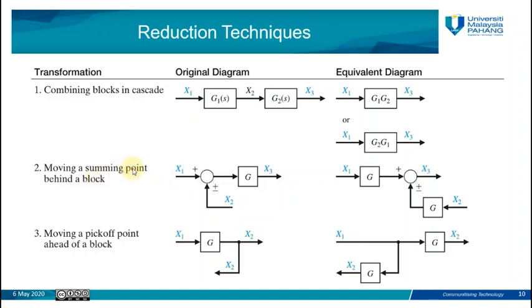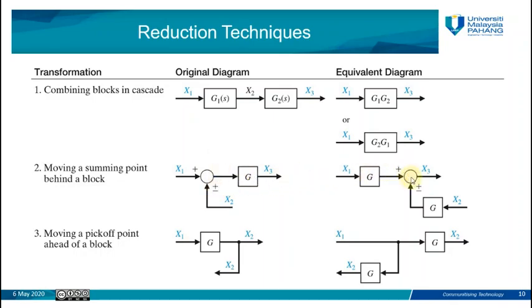The second technique is moving a summing point. We learned that we have summing points and pickup points, or summing junctions and pickup points. Sometimes a summing point exists in some place which makes it complicated to simplify the control system. So we have to move it from its place to another place in order to simplify the control system. In this case, we will move the summing junction from the input of the system to the output side. As you can see, this is the original block diagram, and here is the equivalent block diagram after we move the summing junction from this point at the input to the output.